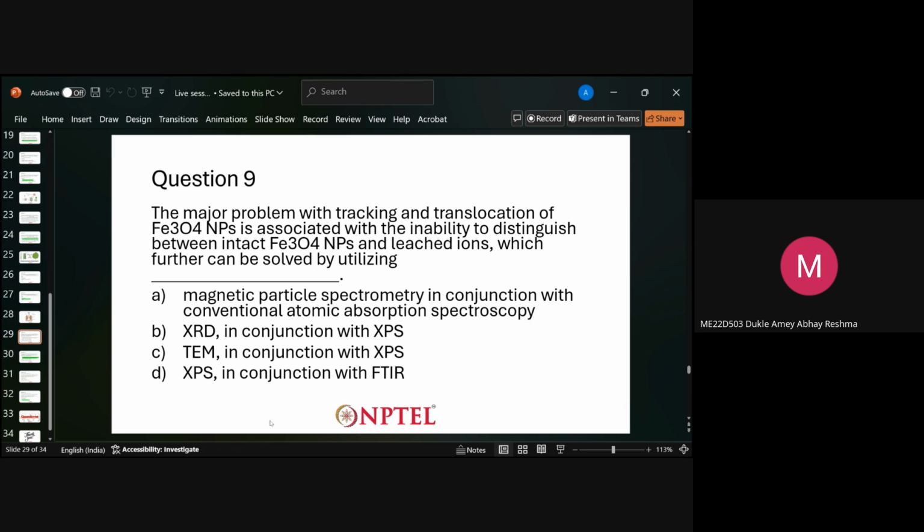I'll just explain what each of the techniques does. We'll start with TEM. TEM is a microscopy process like SEM. It uses electrons, just TEM has a higher resolution, and it is widely used for nanoparticles. XPS, again, as I explained to you, an X-ray beam will be incident, and then photoelectrons get emitted from the surface, and those photoelectrons will be measured by the spectrometer.